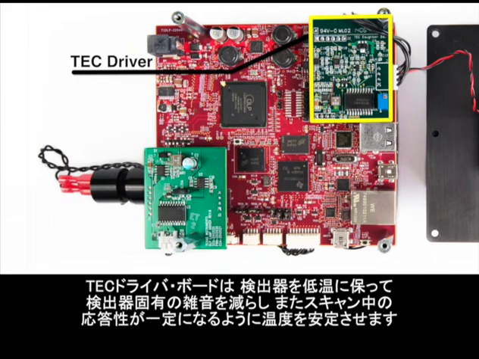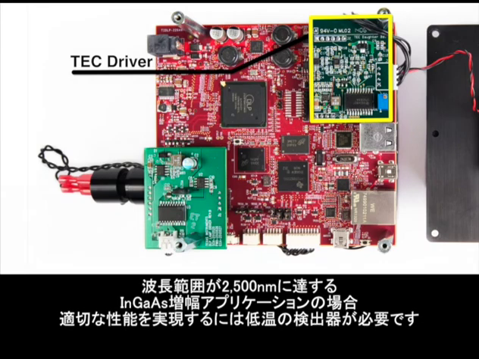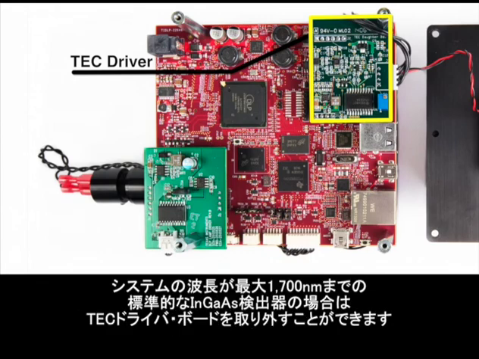The TEC driver board keeps the detector at a low temperature to decrease inherent detector noise and stabilizes the temperature so that responsivity is constant throughout the entire scan. For extended InGaAs applications where wavelength ranges reach 2500 nanometers, a cooled detector is required for good performance. The TEC driver board can be removed for standard InGaAs detectors where the system's wavelengths are limited to 1700 nanometers maximum. High-performance visible spectrometers commonly employ cooled silicon detectors as well.